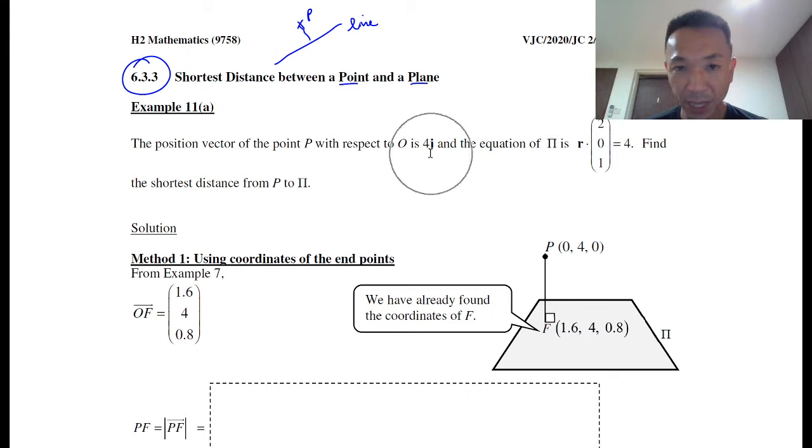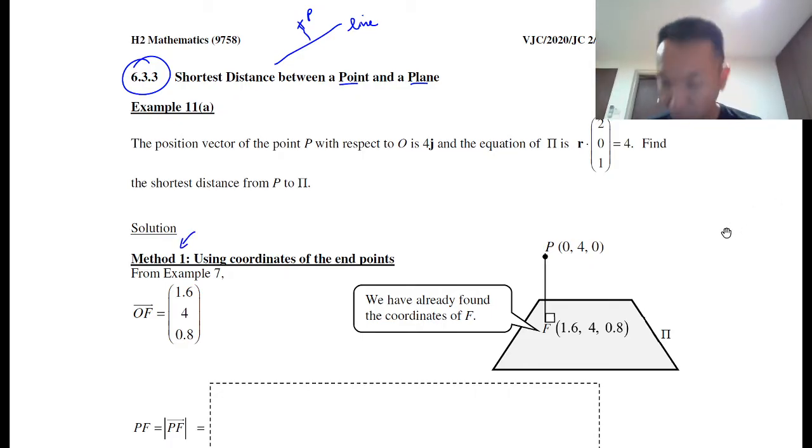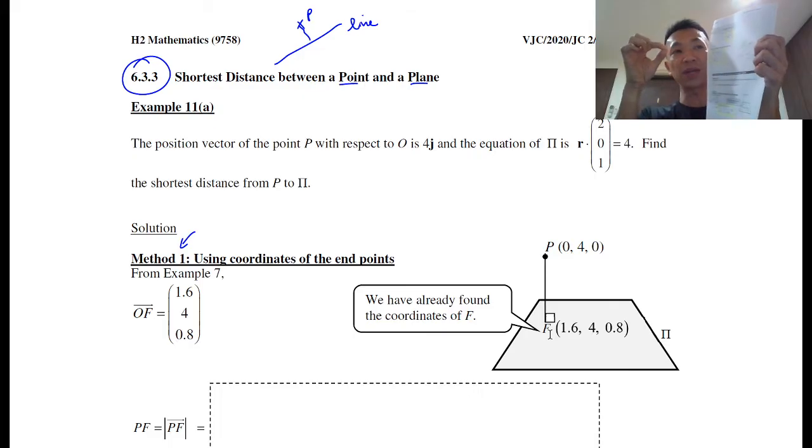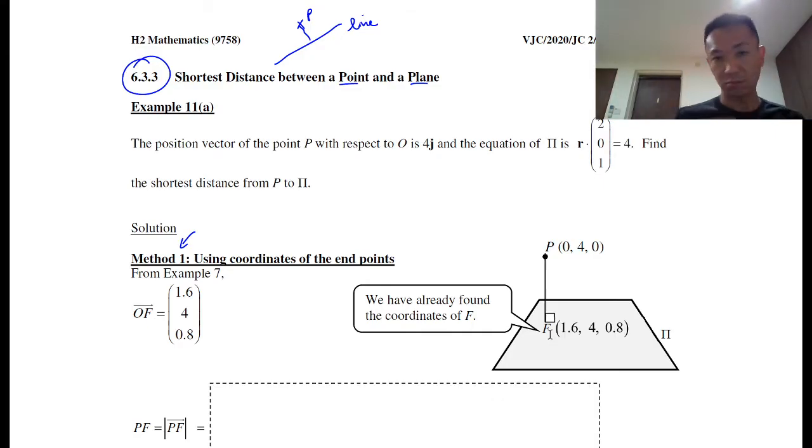The position vector of a point P is 4j, and I have an equation of a plane here. Find the shortest distance from P to the plane. The first method: you want the shortest distance? Can I find the foot of the perpendicular? So again, this is the plane, this is the point. I want to find the shortest distance. I drop the perpendicular, I get a foot, which we have done earlier. Finding the foot of the perpendicular, remember? Just find the foot of the perpendicular, which we found in example 7. Then find the distance PF, and we're done.